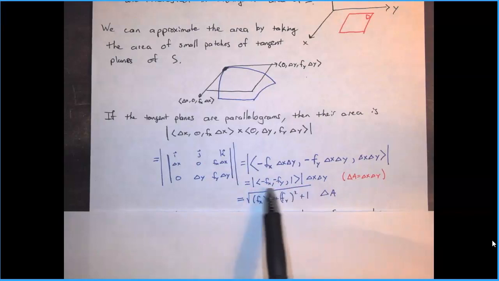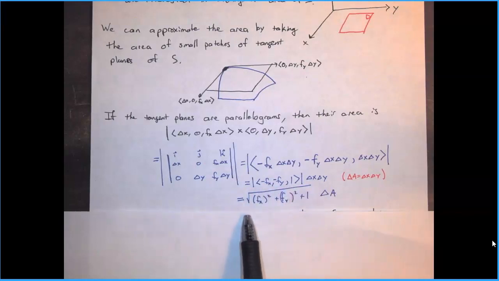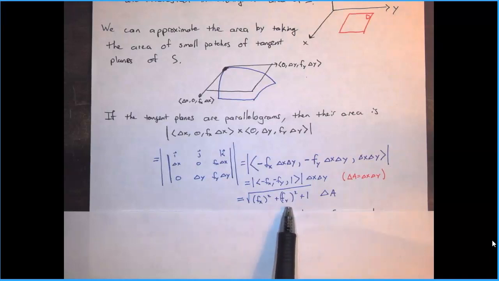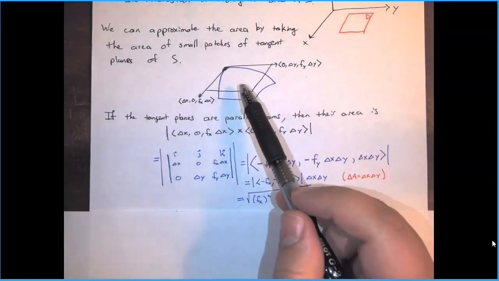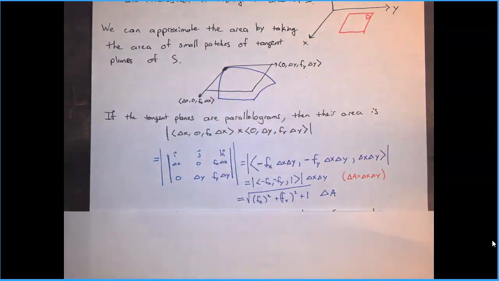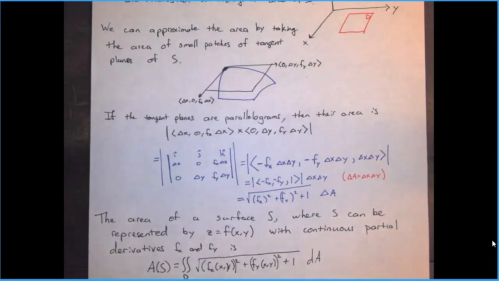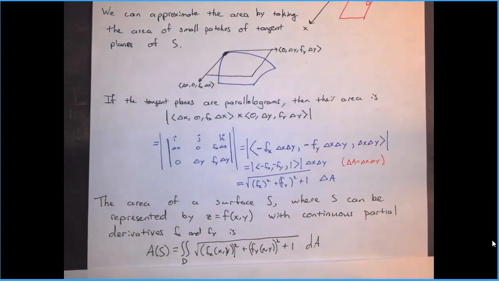And I just take the magnitude of this vector left over, and I get the square root of the partial derivative of f with respect to x squared plus the partial derivative of f with respect to y squared plus 1. So this is the area of this small patch of tangent plane. Now, if I want a better approximation, I take smaller patches, and if I want to get the actual area, I take a limit of all of these patches as the size of the area goes to 0. So this delta A becomes dA, and I get the definition of surface area, which is an integral.